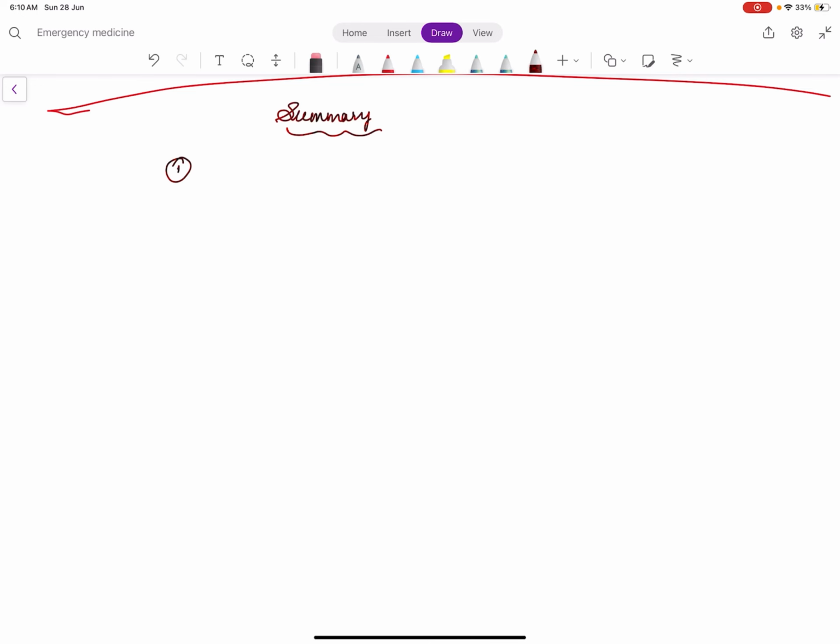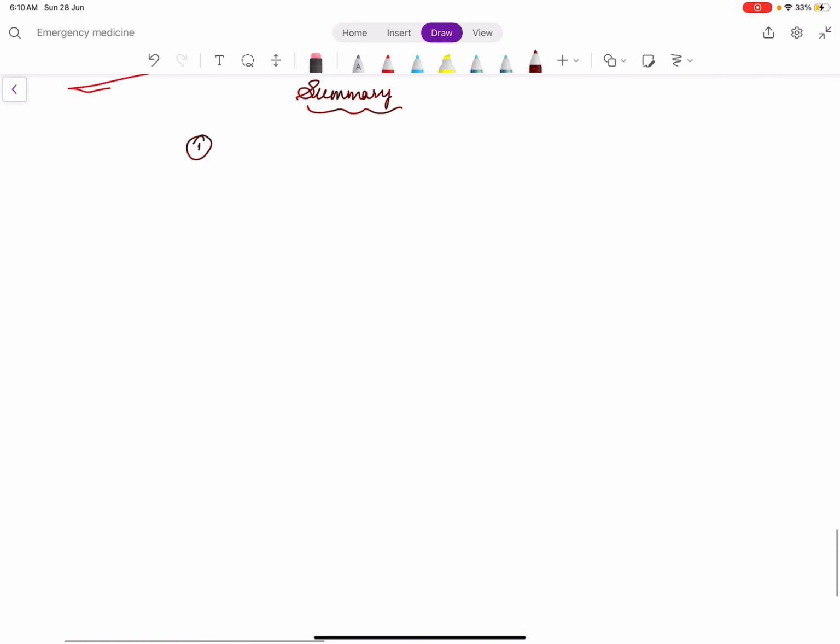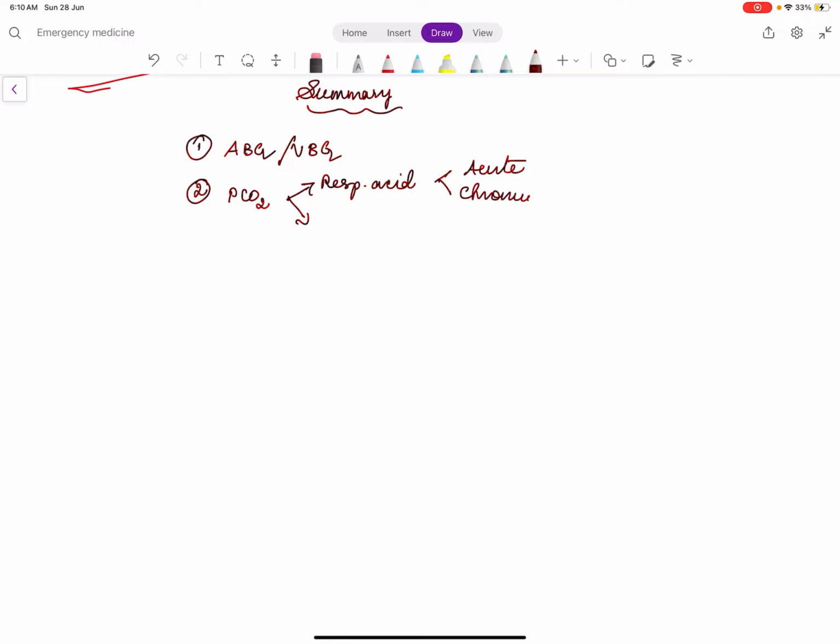When we look at the gas analysis in ABG, ideally we do an arterial blood gas and a venous blood gas at the same time if clinically warranted. The first thing to see is the PCO2. If PCO2 is high, it means there is a respiratory acidosis, either an acute respiratory acidosis due to neuromuscular dysfunction or some airway diseases, or a chronic respiratory acidosis which is compensated. If PCO2 is low, it is called respiratory alkalosis.